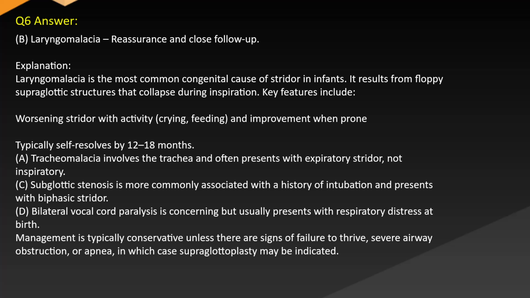A. Tracheomalacia involves the trachea and often presents with expiratory stridor, not inspiratory. C. Subglottic stenosis is more commonly associated with a history of intubation and presents with biphasic stridor. D. Bilateral vocal cord paralysis is concerning but usually presents with respiratory distress at birth. Management is typically conservative unless there are signs of failure to thrive, severe airway obstruction, or apnea. In such cases, supraglottoplasty may be indicated.